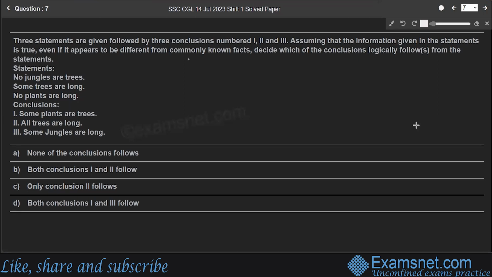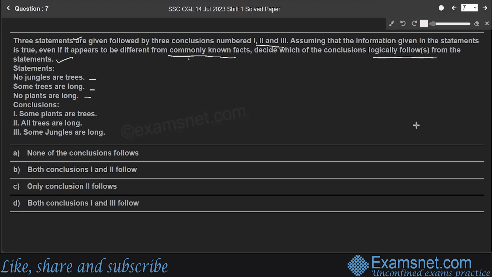Question 7. 3 statements are given followed by 3 conclusions numbered 1, 2 and 3. Assuming that the information given in the statements is true, even if it appears to be different from commonly known facts, decide which of the conclusions logically follows from the given statements. Here are 3 statements given, right? So first one, no jungles are trees.